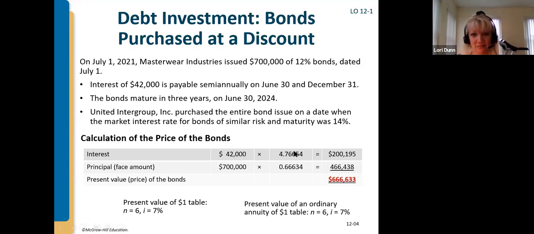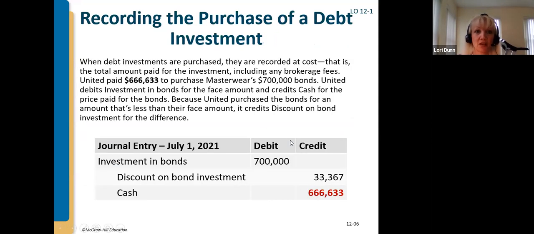$666,633. Now, when the debt is purchased, they will be recorded at their cost. So here's the journal entry we're making over at United, us, the investor.